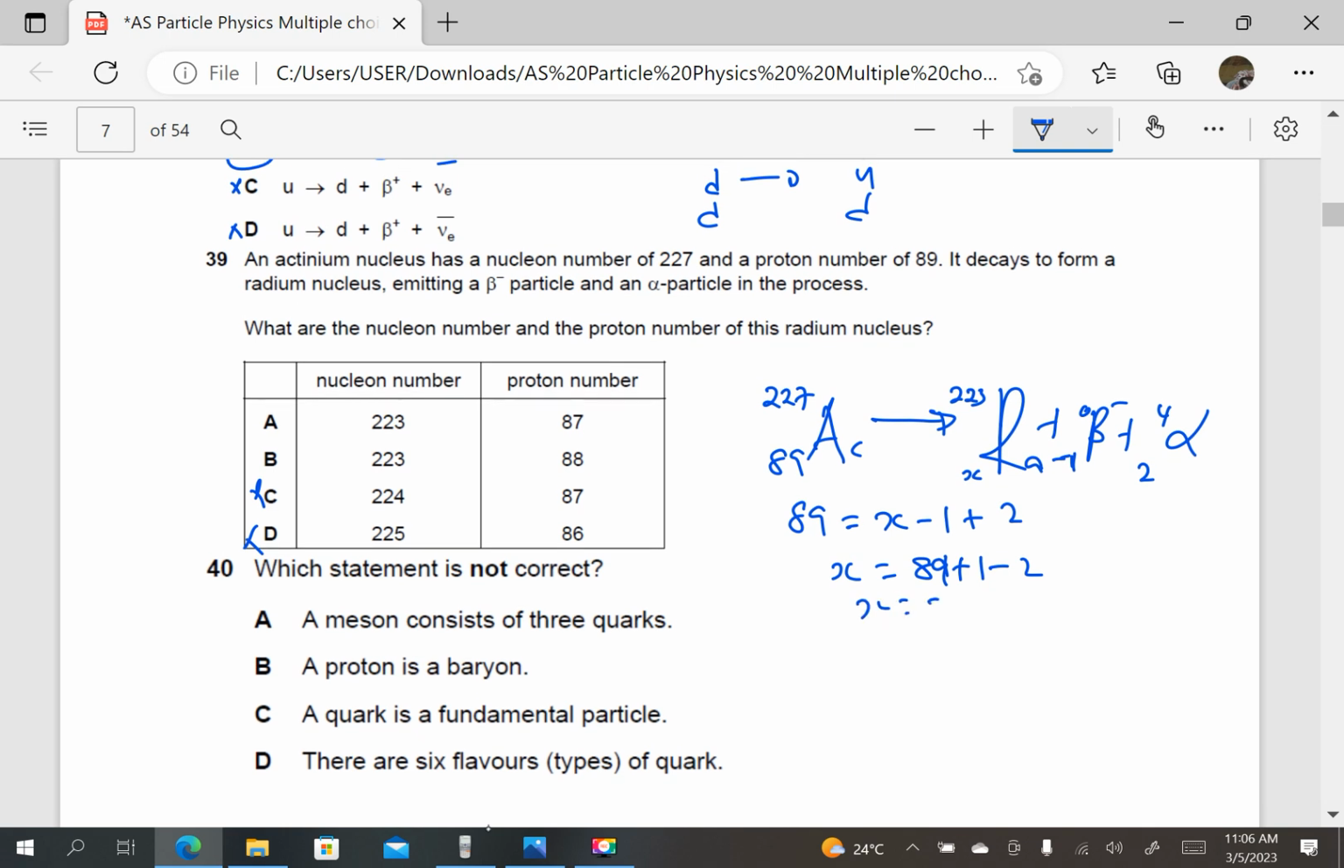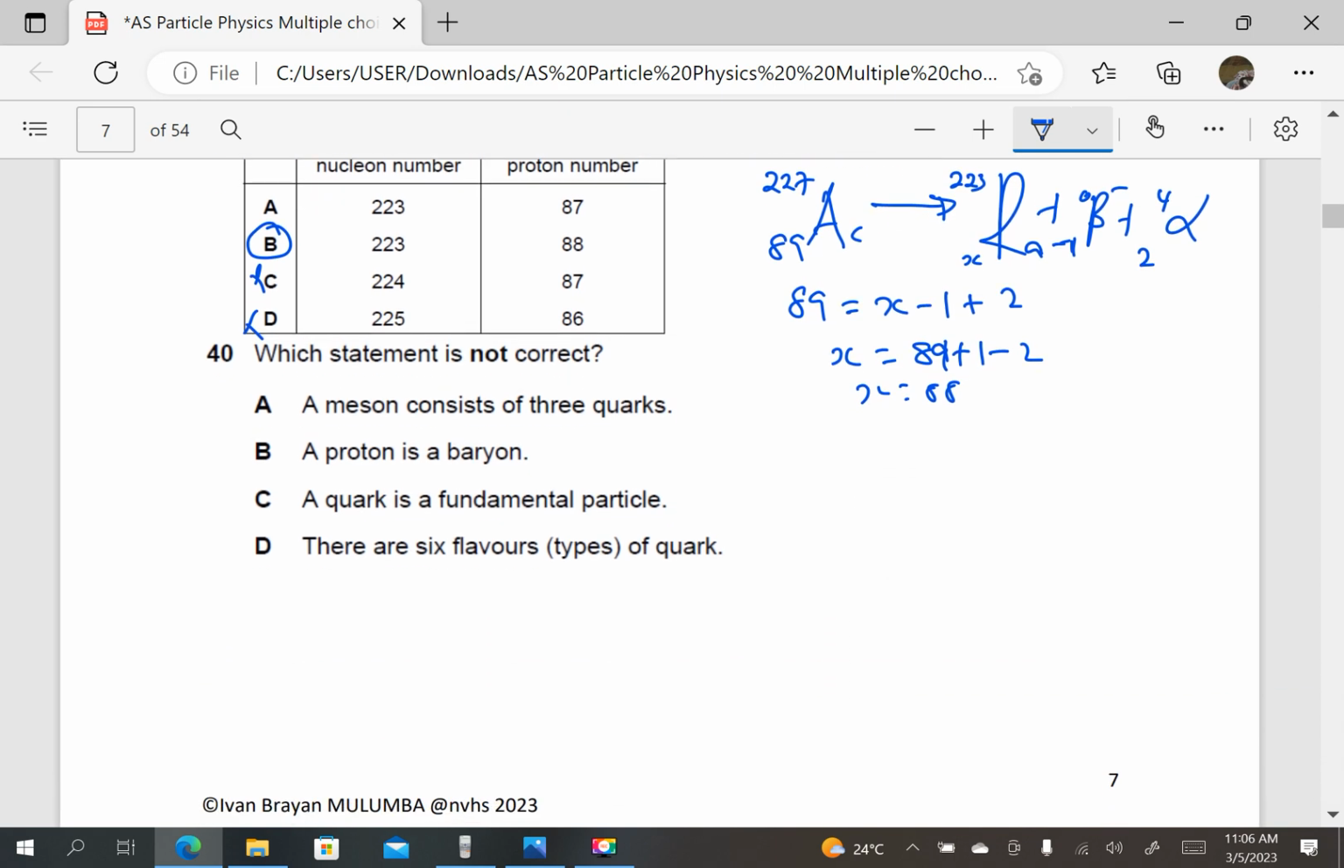Yes, x is 88. So the answer is going to be B, 88. Which statement is not correct? A meson consists of 3 quarks. That is not correct. A meson consists of a quark and an antiquark. So that is the answer.